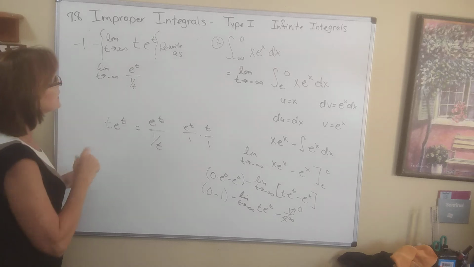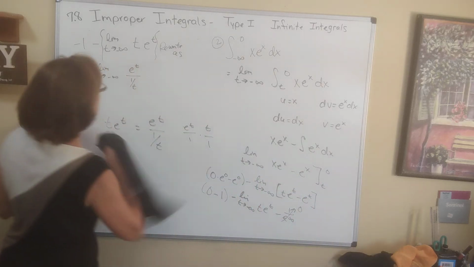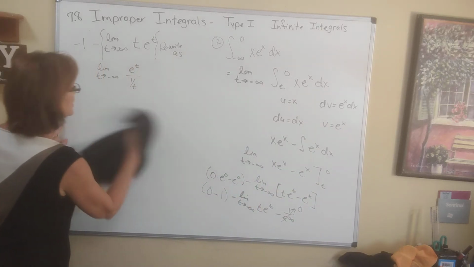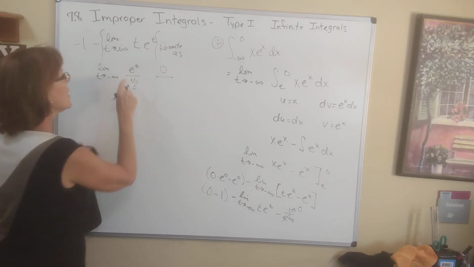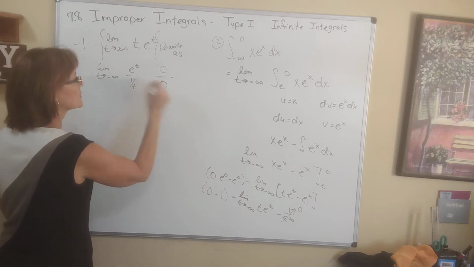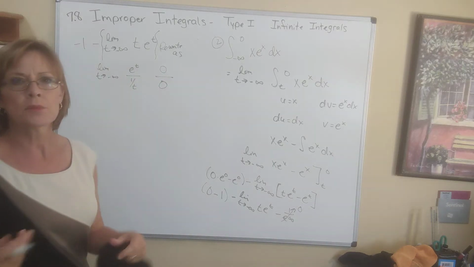So, right here, what do we get? e to the negative infinity is 1 over e to the infinity. This is basically a 0. 1 over negative infinity is a 0. So now it's in a form that we can apply L'Hopital's rule.